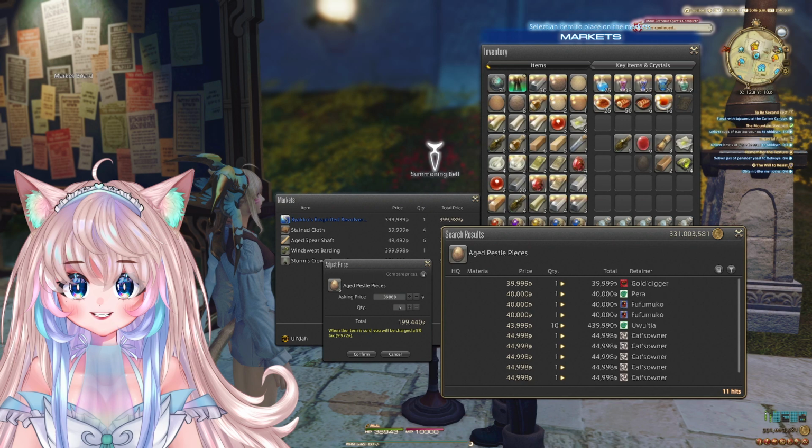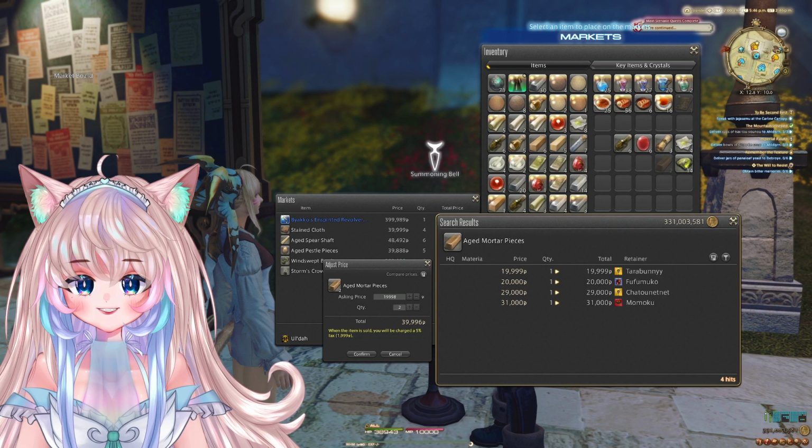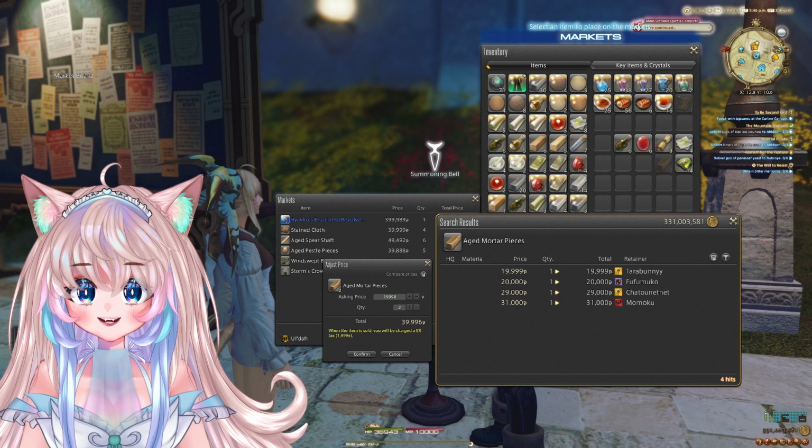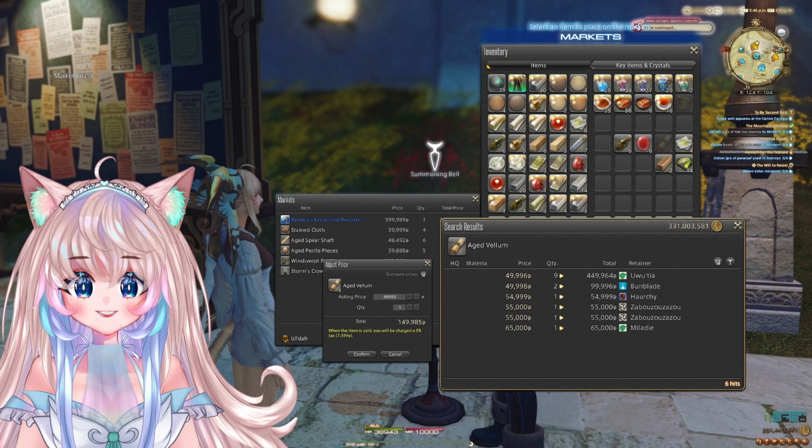5 of the aged pedestal pieces, again, still a profit. Now, this was a loss. The items are actually quite cheap, a little bit too cheap. Personally, I would buy them and use it to craft, but also, at least we made just a bit more back. And with this, 3 vellums, so 149, a profit.